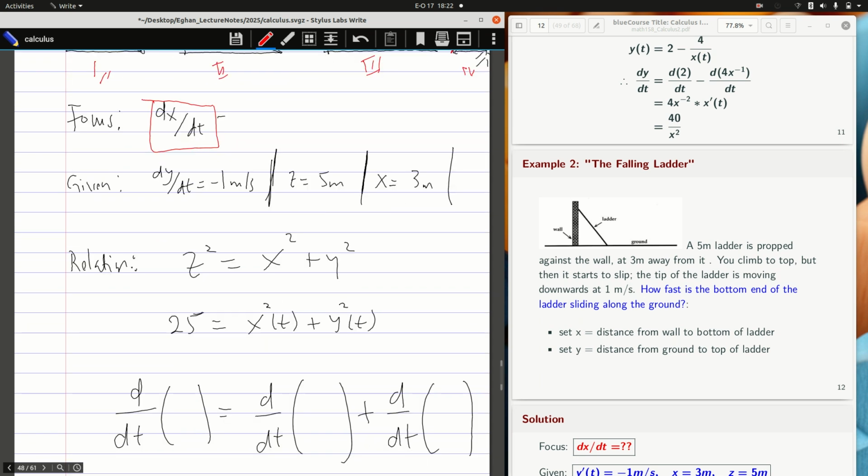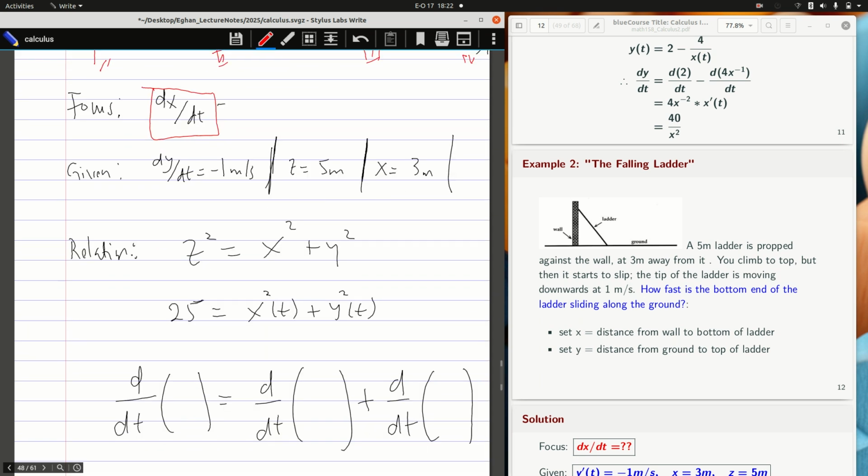What are we given? We are given the small change in y to be negative 1. In the question it is 1, but because it is a downward movement, the velocity has to change to negative 1. We are given z as 5, that is the length of the ladder. We are given x as 3, that's the distance from the wall to the ground.